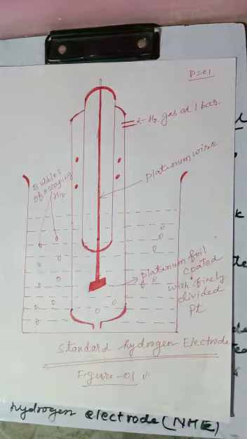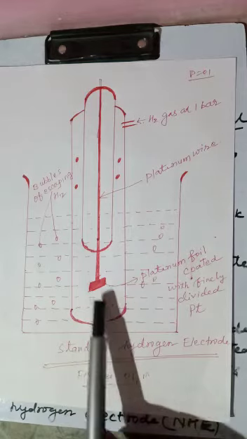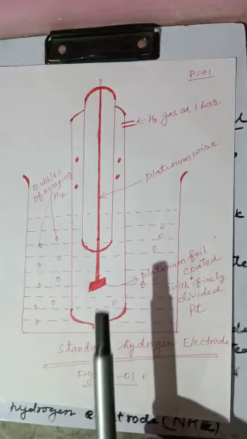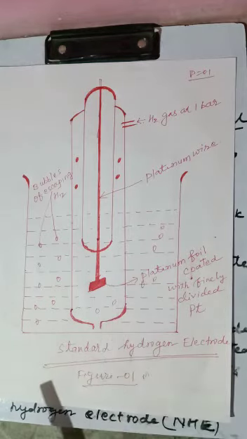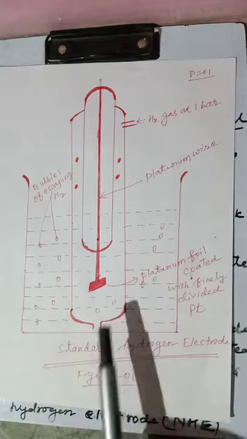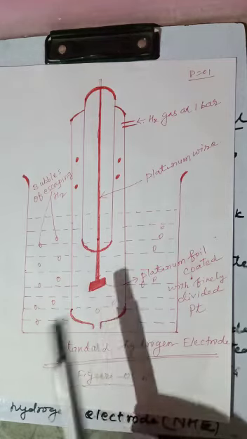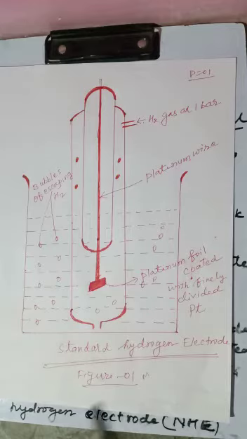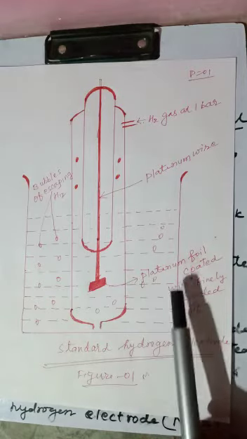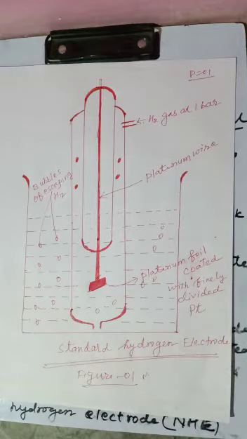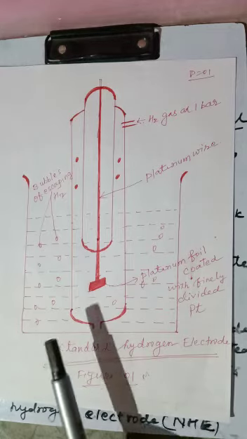In this figure we will find that this is a platinum wire and it is sealed in a glass tube and has a platinum foil attached to it. And this platinum foil is coated with finely divided platinum. Now it is dipped into an acid solution.